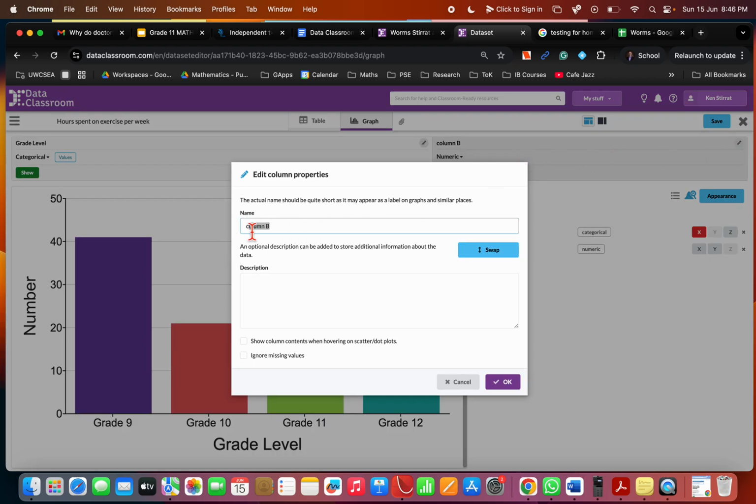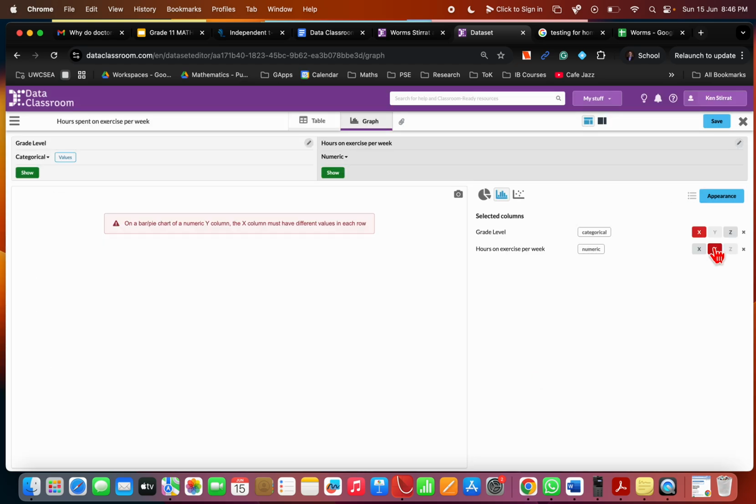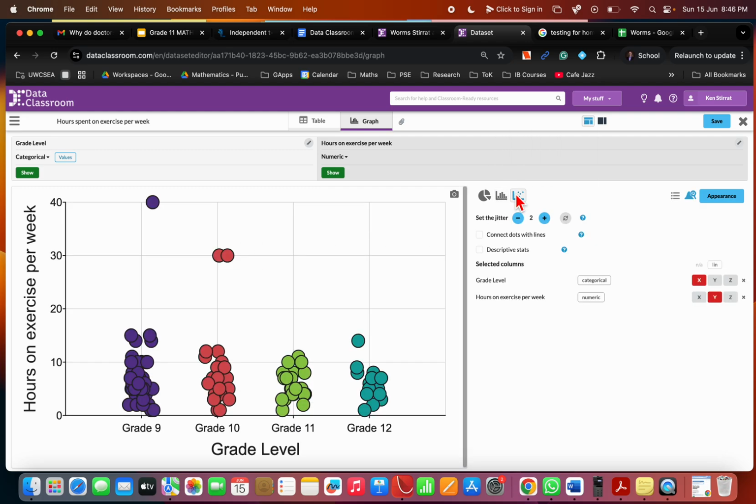This is hours on exercise per week. Okay, there we go. And it doesn't let me draw a picture because you need to select the right chart. Great, so I've got 1, 2, 3, 4 grade levels, but I only want to compare 2 grade levels because I want to do a 2-sample t-test.